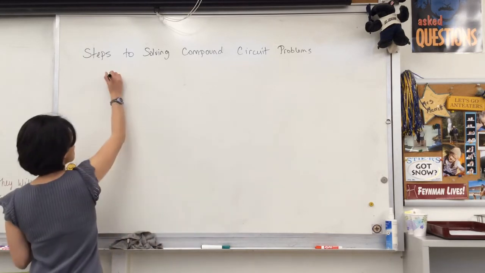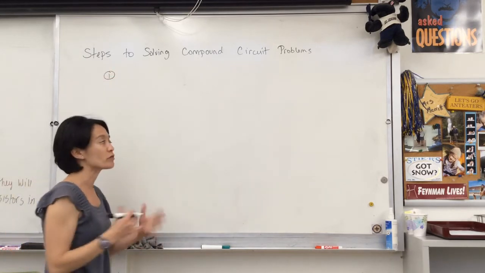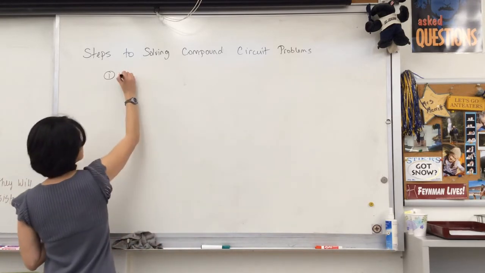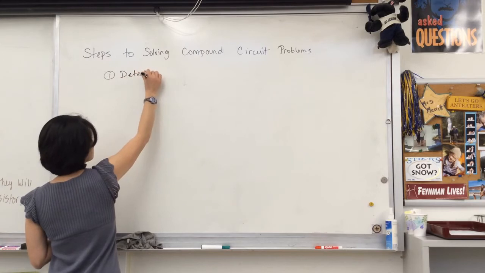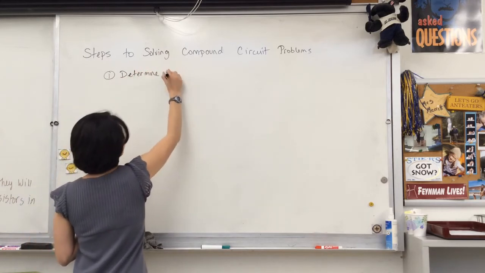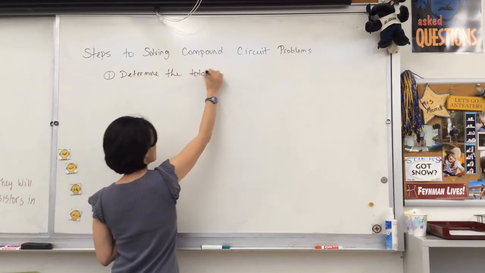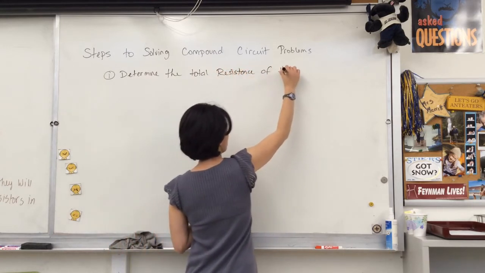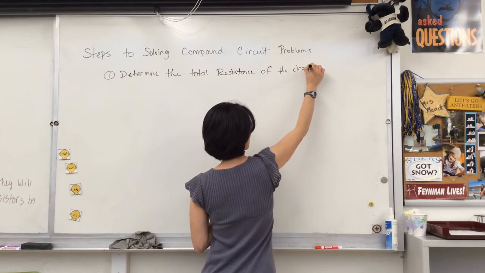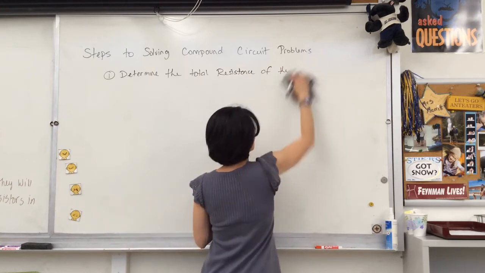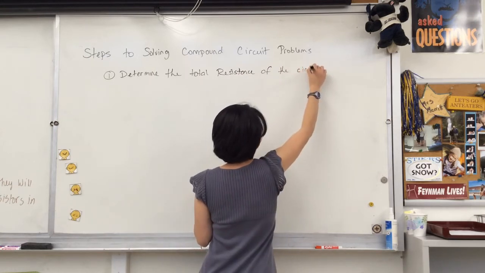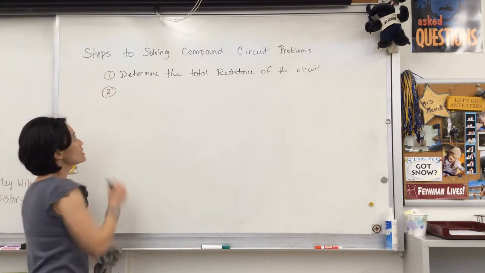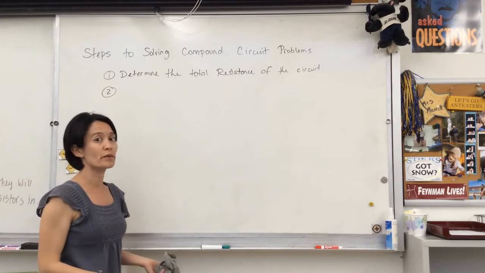So our first step, we've already learned this. The first step in solving any compound circuit problem is determine the total resistance of the circuit. And we've had some practice doing that already. And then the second step is determine the total current that's coming out of the power supply.